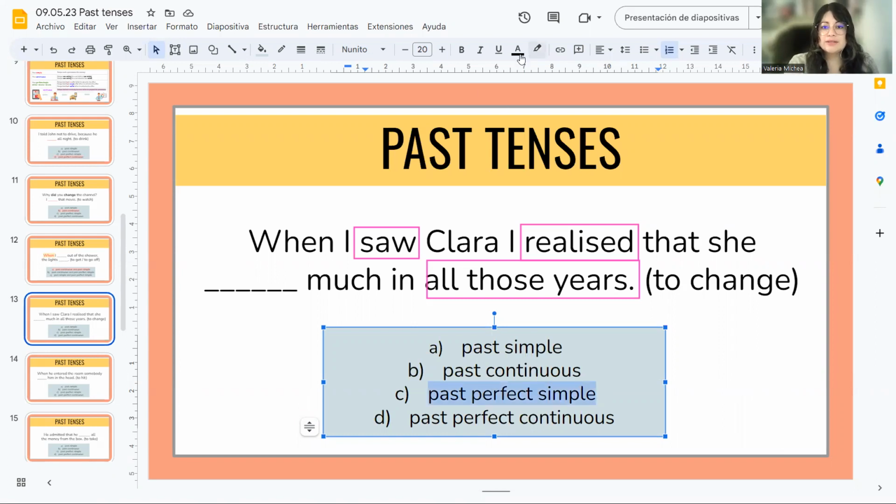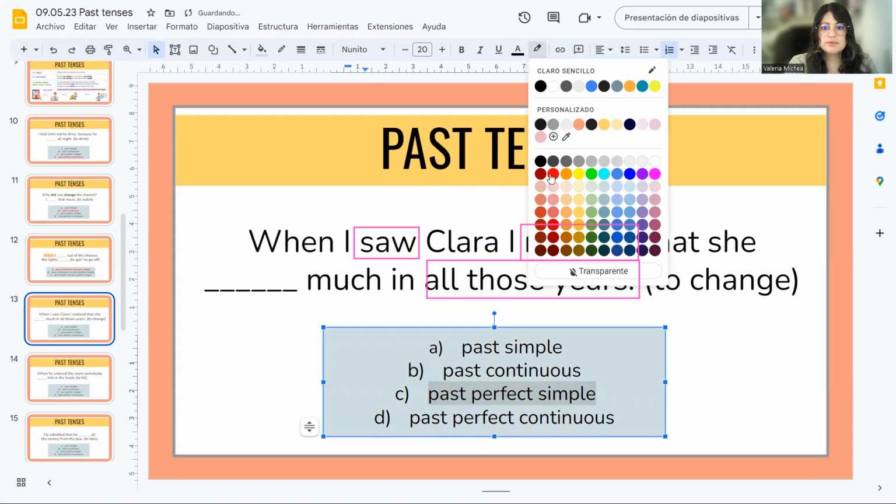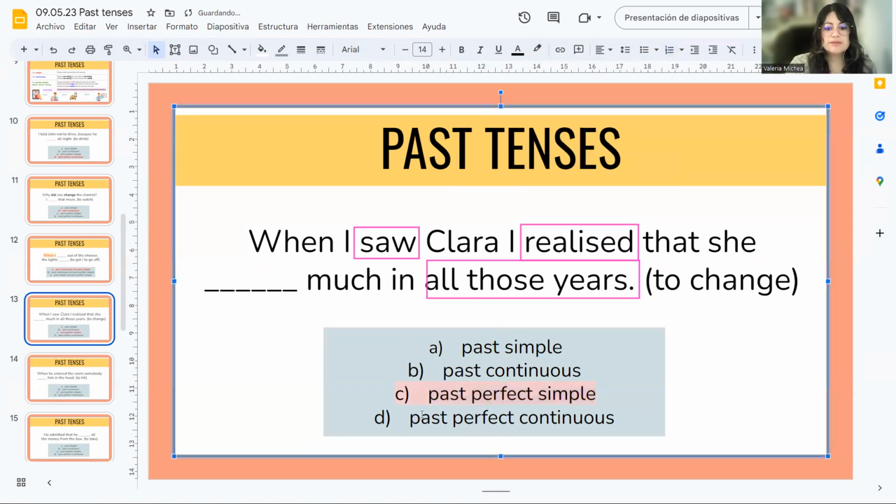It's this one. So Ludmila explained it very well, but still I'm going to mention a little bit about it. So what do we have? I saw Clara and I realized. What did I realize? That she had changed a lot. When did she change? In the past, of course, before I saw her. Because if she changes while I see her, it's weird. It doesn't happen. That's not real life. So of course, she changed before I saw her. So that's why we have the past perfect simple here.